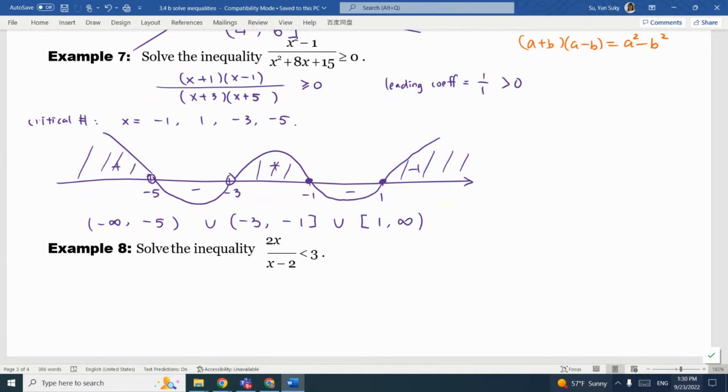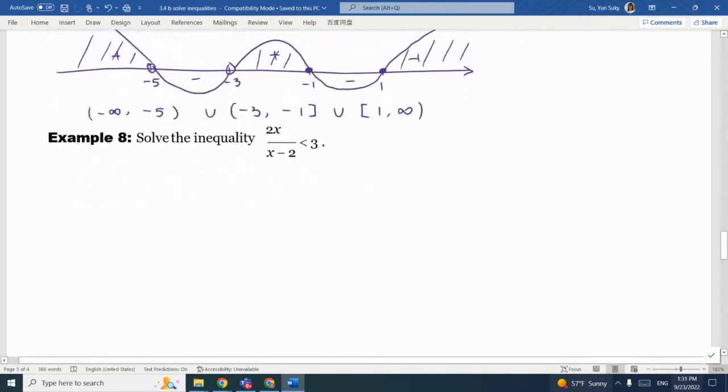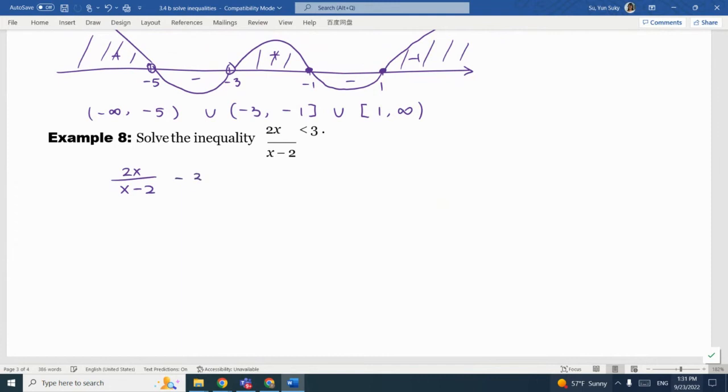Awesome. Okay, example 8. Do we have all the terms on the left hand side? No. So we have to subtract 3 on both sides. Okay. So subtract 3, we get 2x over x minus 2, minus 3, less than 0. So far so good, everybody? Okay, and then is the left hand side a single fraction?